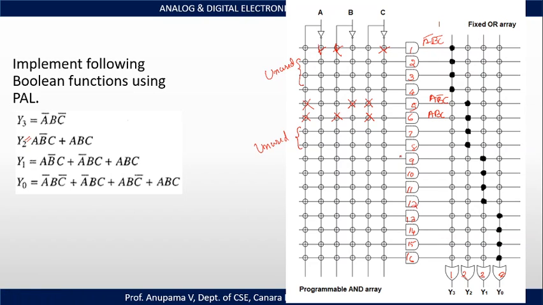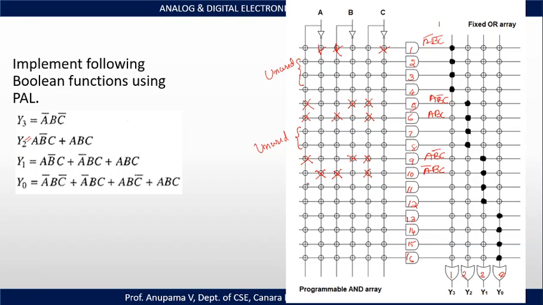Now let us implement Y1. The first term for Y1 is A B bar C, which is implemented using AND gate 9. So the term for AND gate 9 is A, B bar, C. So the output of AND gate 9 is A B bar C. The next term is A bar B C, implemented using AND gate 10. So draw X mark against A bar B C. So the output of AND gate 10 is A bar B C.